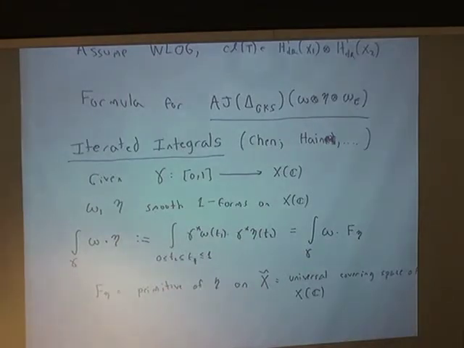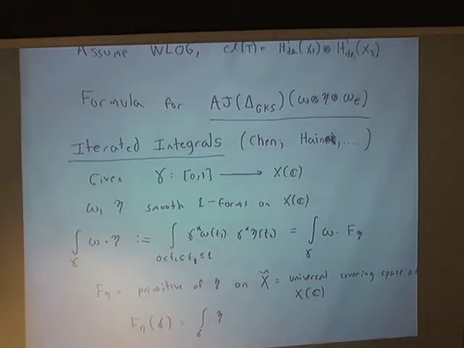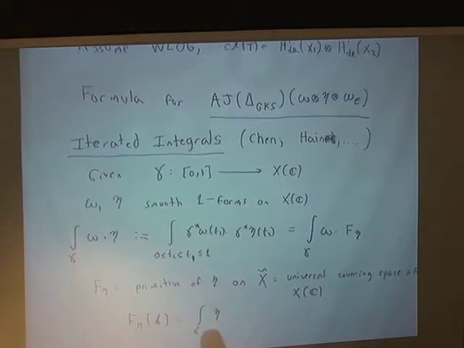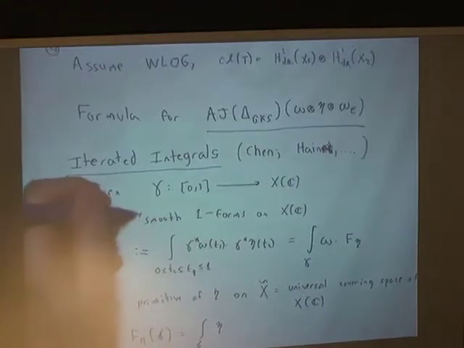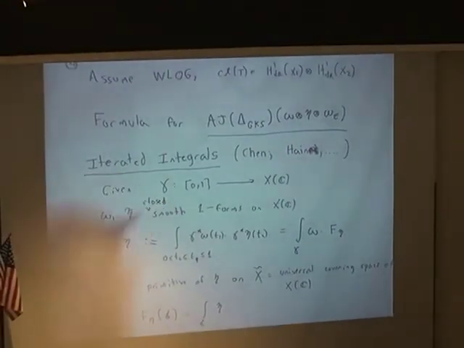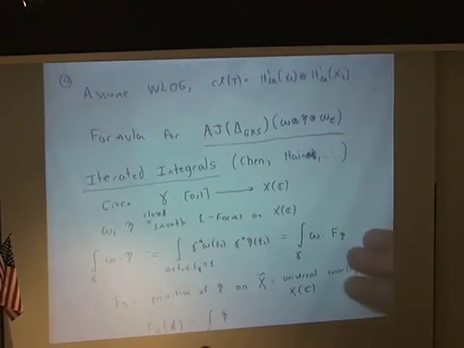You can think of the universal covering space as the set of homotopy classes of paths from a fixed base point to some other point. And if you have a path, then you can define f_eta evaluated at some path sigma to be simply the integral along this path sigma of eta. That integral makes perfect sense. It's perfectly well defined. It's homotopy invariant because eta is a closed form. I should have said maybe here, of course, these forms are assumed to be closed. They're smooth, closed 1-forms on X(C). Okay? So that's the picture we have here.